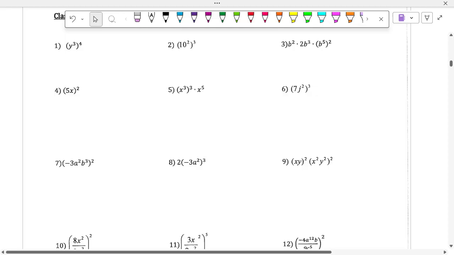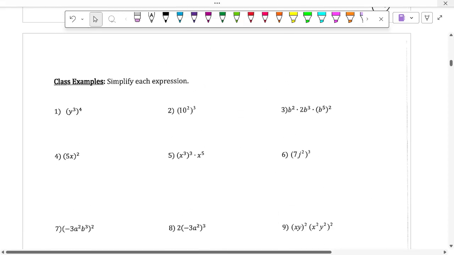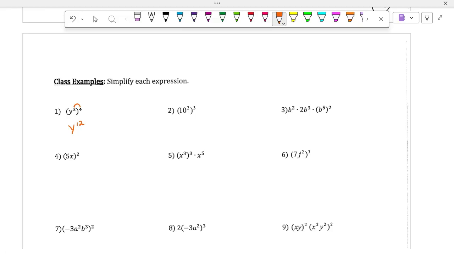So let's do some examples. So let's do number 1. Very easy. All you got to do is just multiply that 4 to the 3, get y to the 12th. Same thing with number 2, multiply the 2 to the 3, get 10 to the 5th, which we all know 10 to the 5th is 100,000.